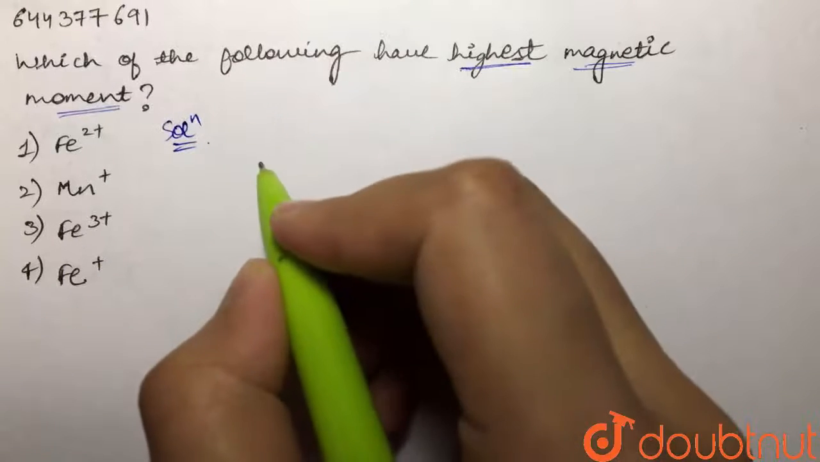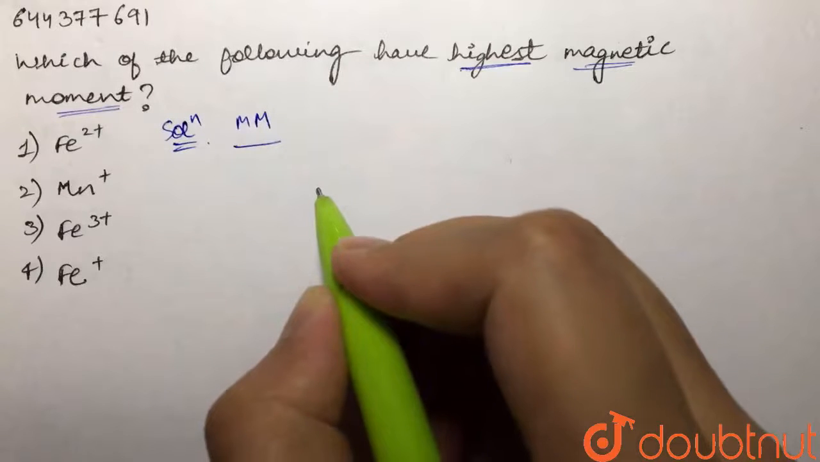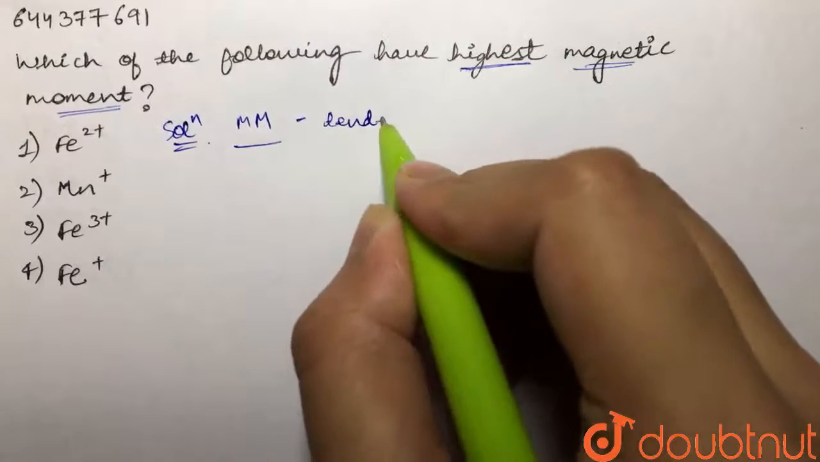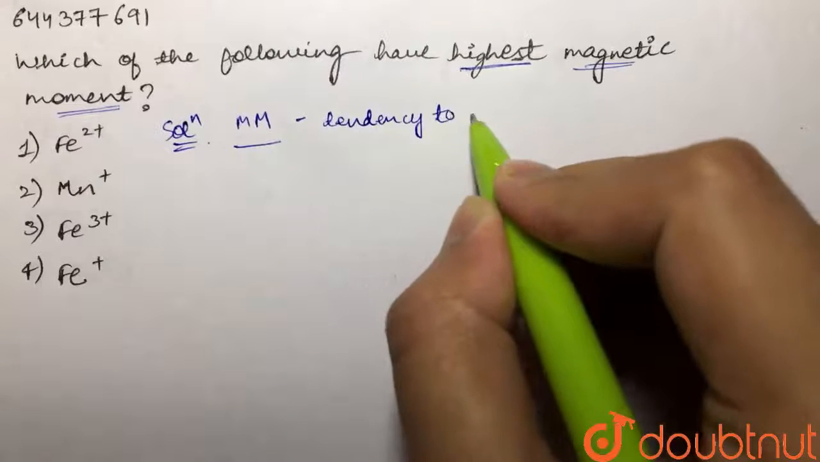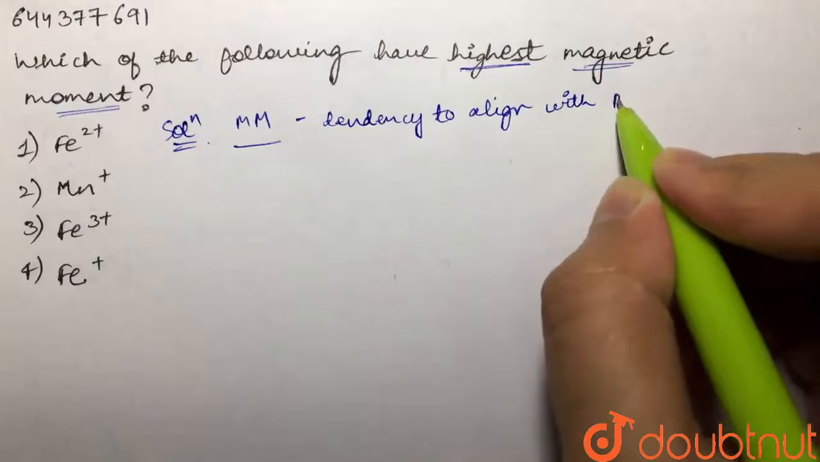Right now, first of all, what is magnetic moment? Magnetic moment is the measure of the object's tendency to align with the magnetic field.